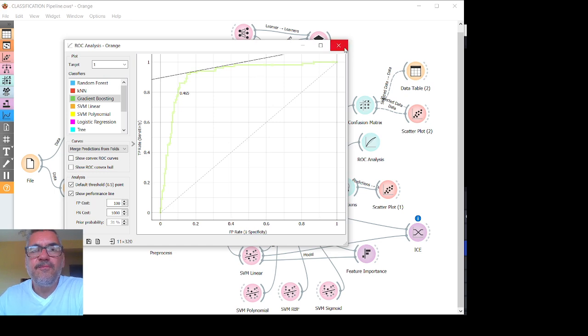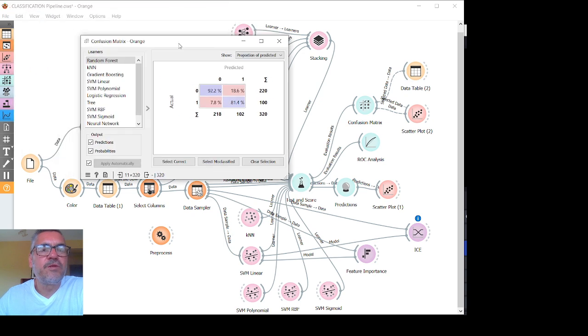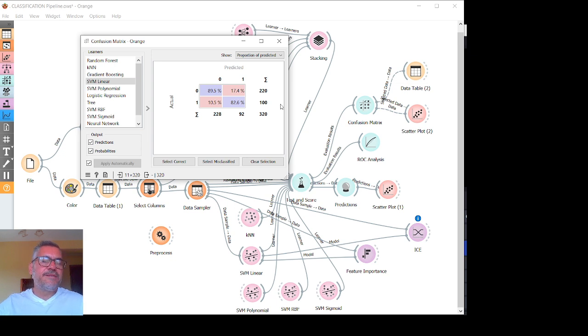Now let's move on. Next, I'm going to show you the confusion matrix. Now we have the confusion matrix here. Let's say for the SVM linear, we again have all the models here. So I'm selecting, highlighting the SVM linear, and now we have the results for the SVM model with the linear kernel. So how do we interpret this?